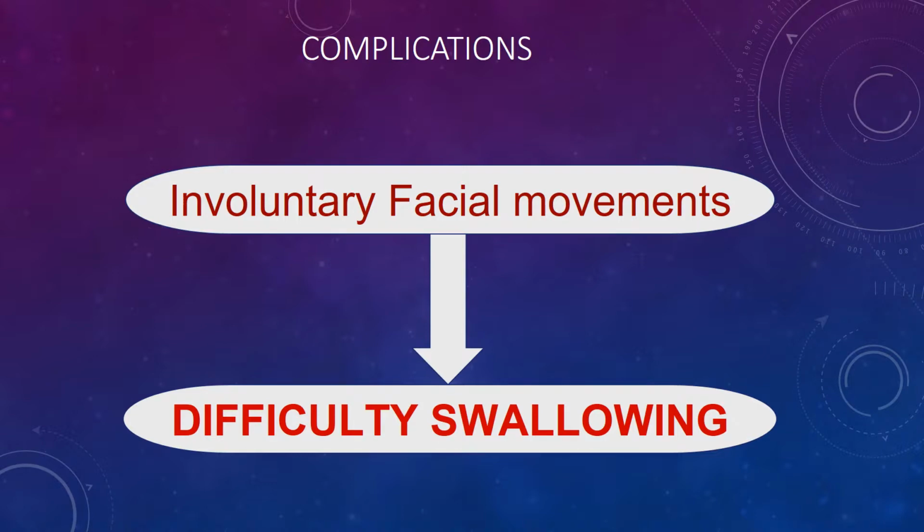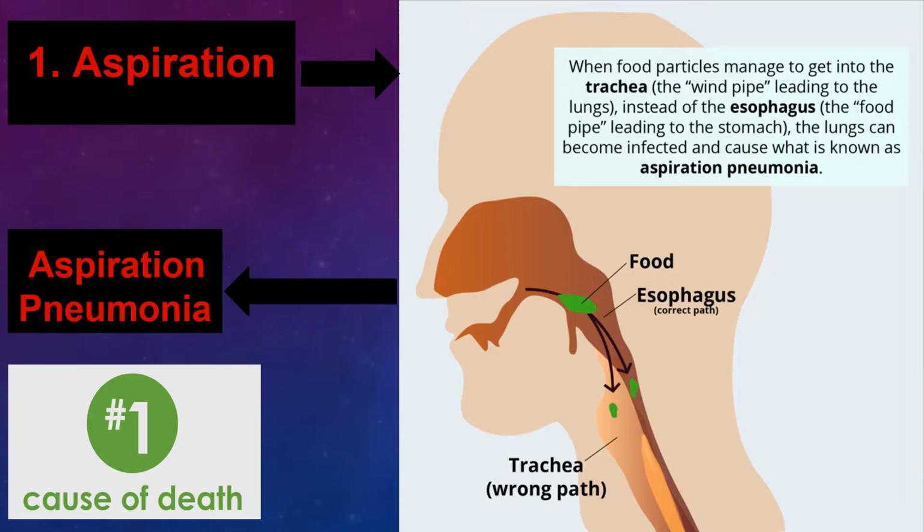Due to the involuntary facial movements, the patient with Huntington's disease may experience difficulty swallowing or swallowing problems that could lead to aspiration. Aspiration is the first complication of Huntington's disease. This is when the food particles enter into the wrong pipe, or the trachea, instead of the esophagus. So the food goes to the lungs, and the lungs get infected and cause serious health problems such as aspiration pneumonia. Aspiration pneumonia is the number one cause of death per patient with Huntington's disease.